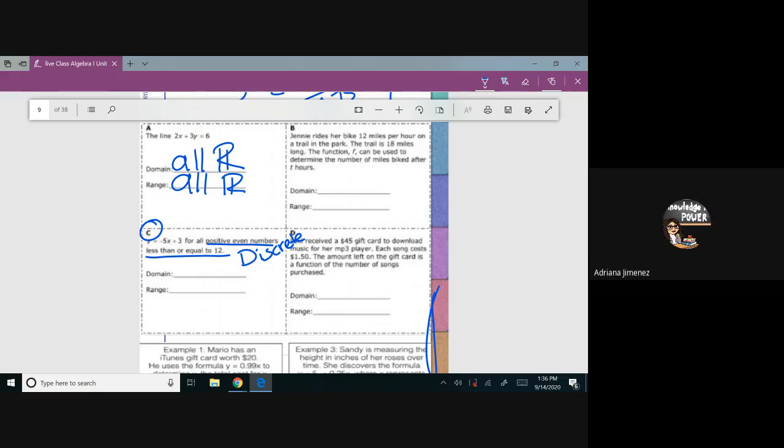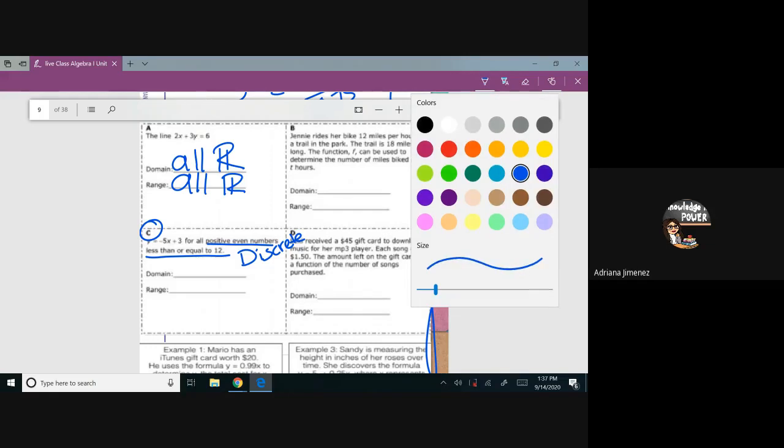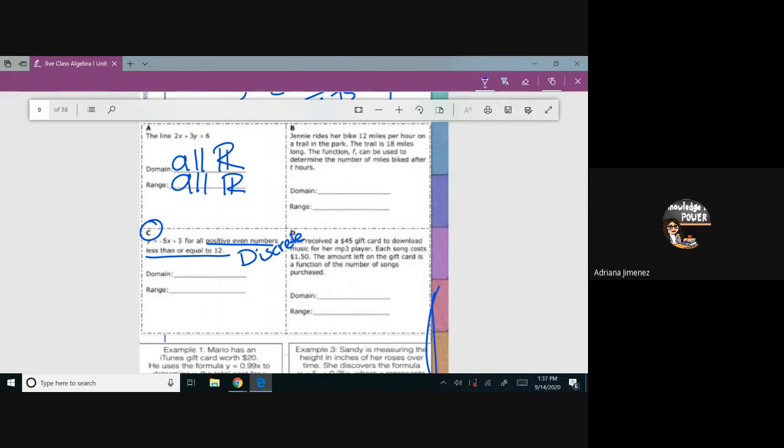Yes. Okay. Jenny rides her bike 12 miles per hour on a trail in the park. The trail is 18 miles long. The function f can be used to determine the number of miles biked after t hours. All right. So per hour is where my x is. So number of miles biked in t hours. Can you do a fraction of an hour? Yeah, so it's going to be continuous, okay?